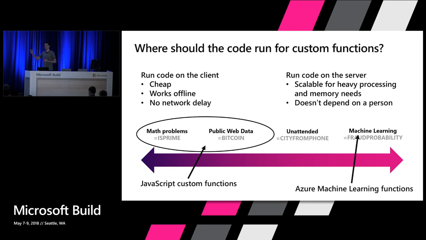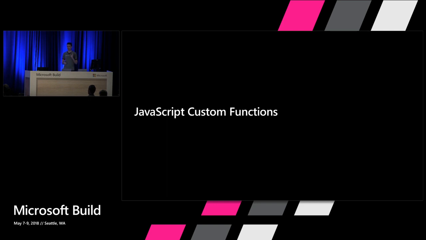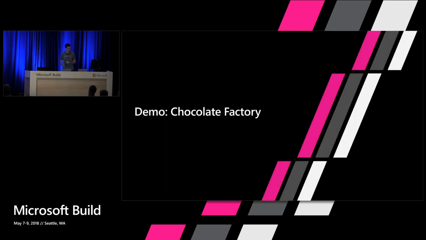And how do we reach those folks all the way to the right who need high capacity execution and those capabilities? Well, we have another technology called Azure Machine Learning Functions, which are also just another type of custom functions. All the information that I've told you so far applies to both of these function types. And you can deploy them. You can use them in exactly the same ways. So those are the two technologies that I'm going to tell you about today. And first, let me start with JavaScript custom functions. I'm going to give you a little demo here.